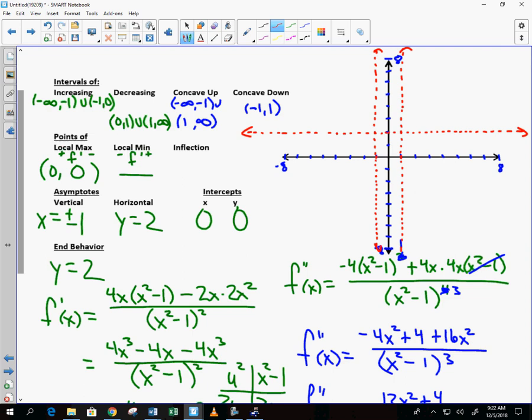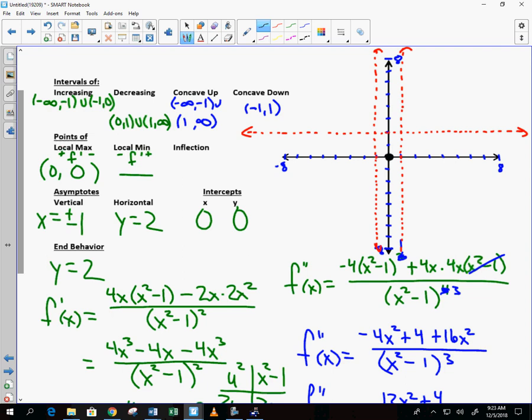So I've got the intercepts of 0, 0. So I really just know one point that it goes through. What do I know about the function between -1 and 1? Concave down, and it goes from increasing to decreasing, right?